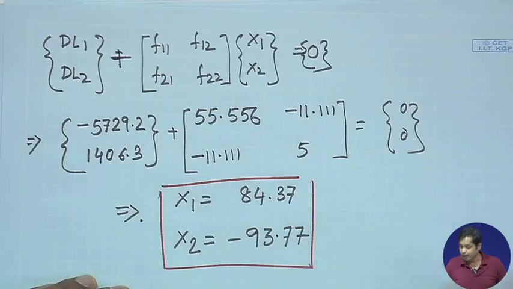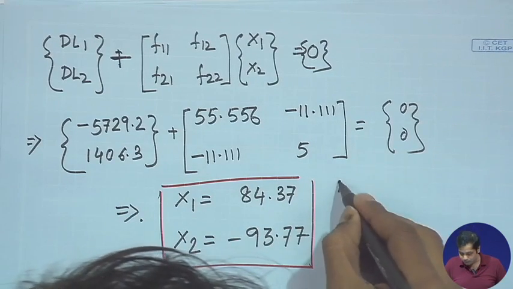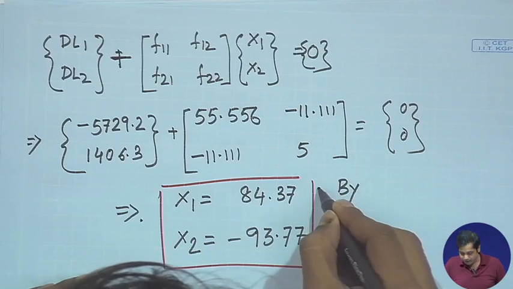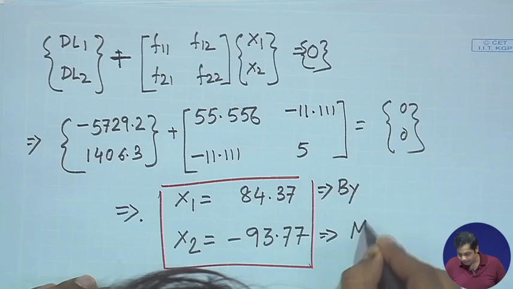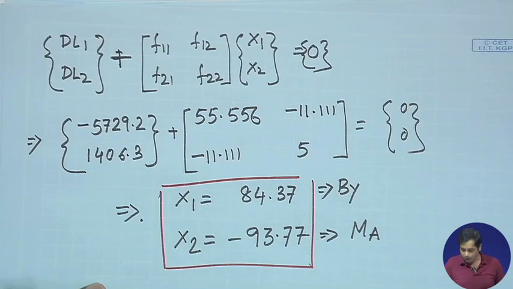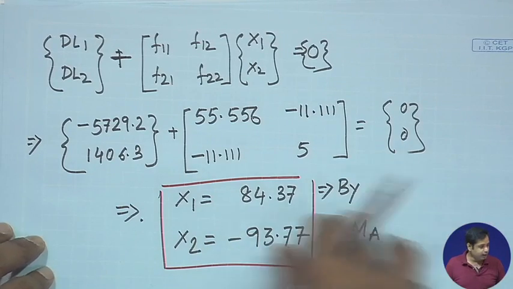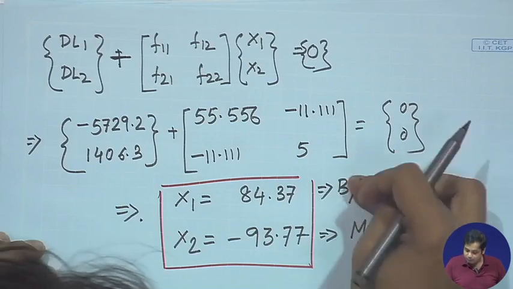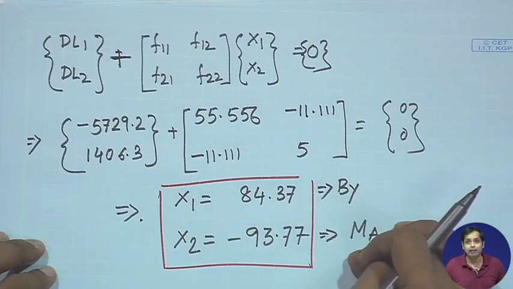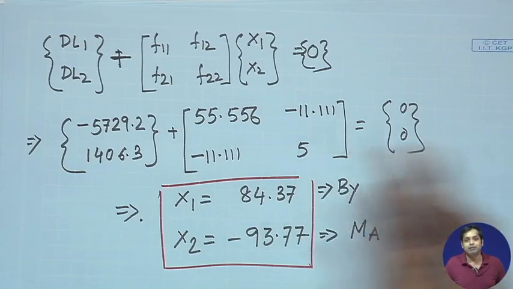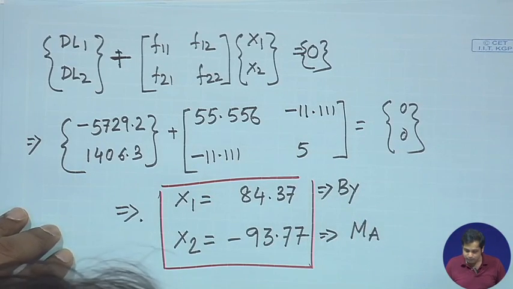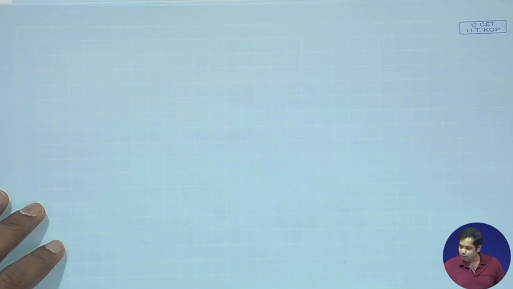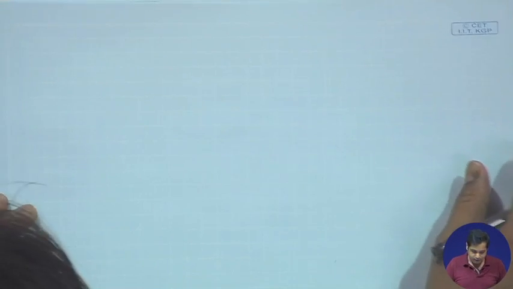So, what was our x1? x1 is equal to support reaction By, and x2 was MA. So, for this problem we now have the information of By and MA, so the structure is determinate. You can draw the free body diagram and apply the equilibrium conditions to get the other support reactions and internal forces.